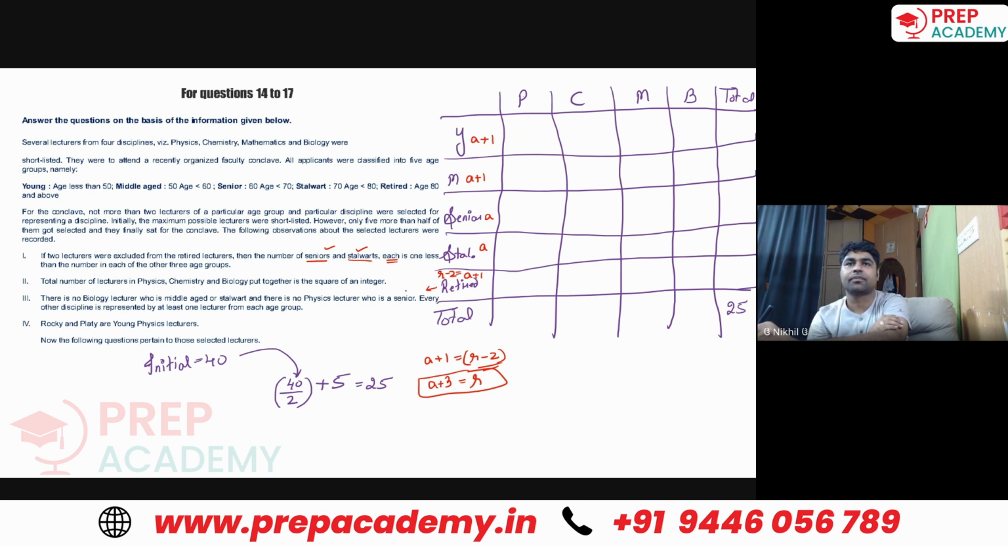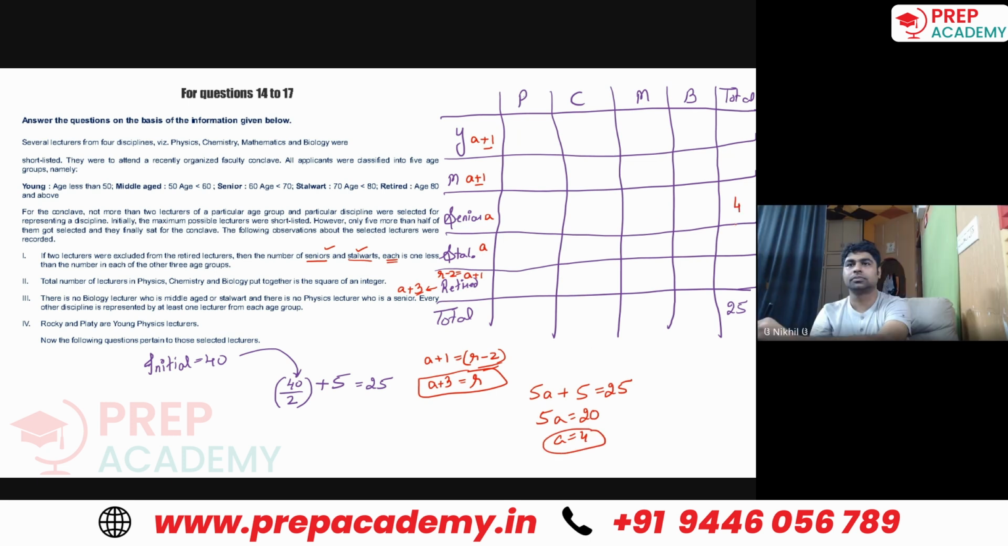With the help of this data, we can form our equation. A plus 1 plus A plus 1 plus A plus A plus A plus 3. So how many A's are coming? 1, 2, 3, 4, 5. So 5A plus how many extra values is coming? 1 here, 2, and 2 plus 3, 5. So 5A plus 5 is 25. Can I say this? Is it understood?